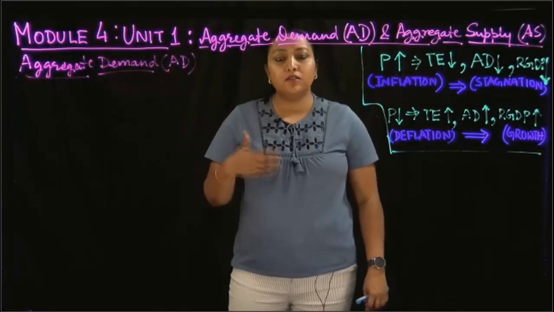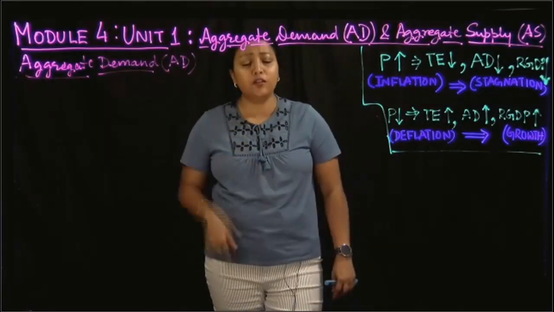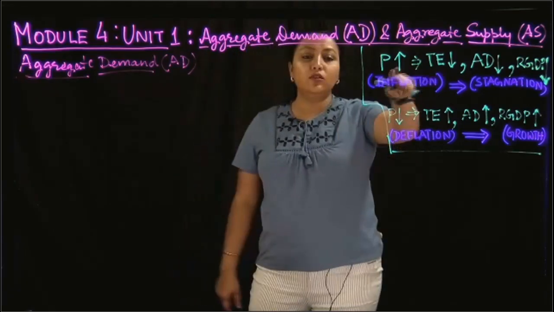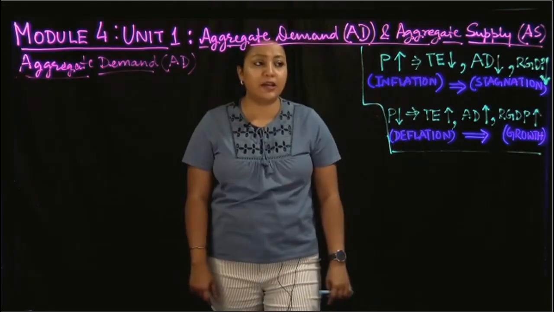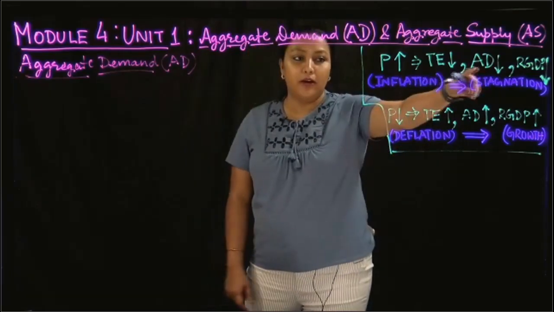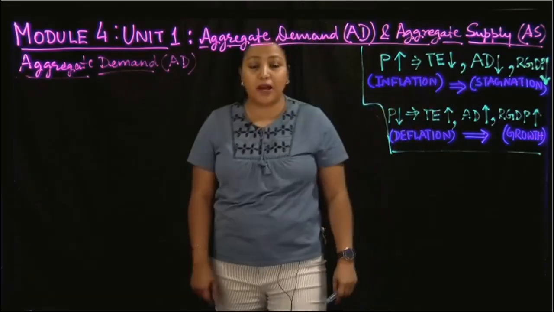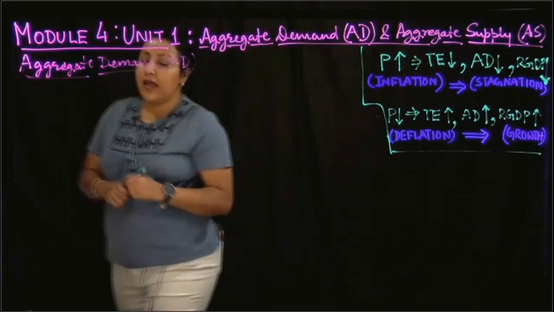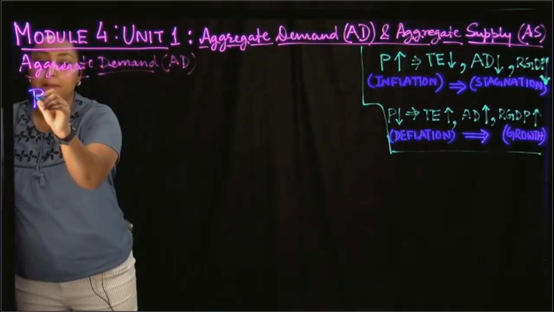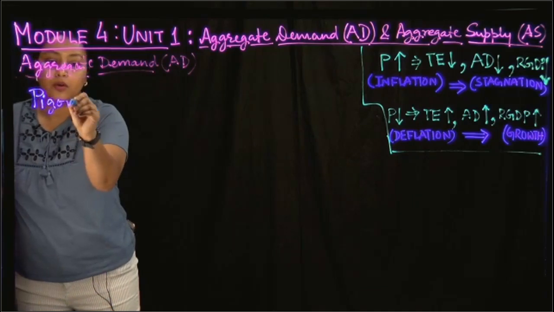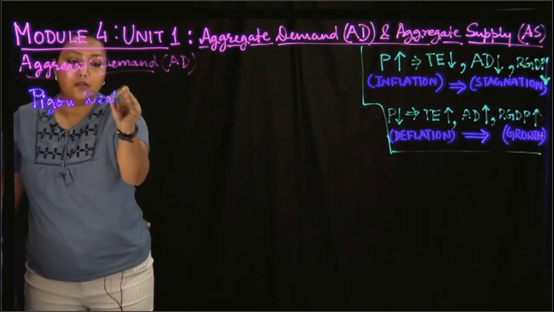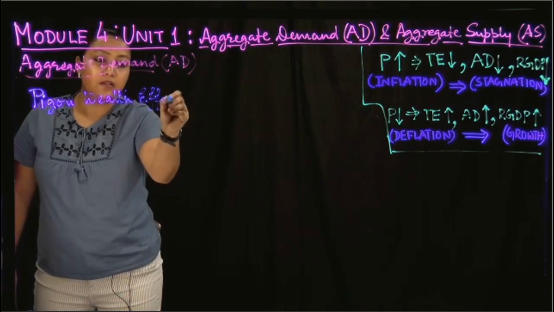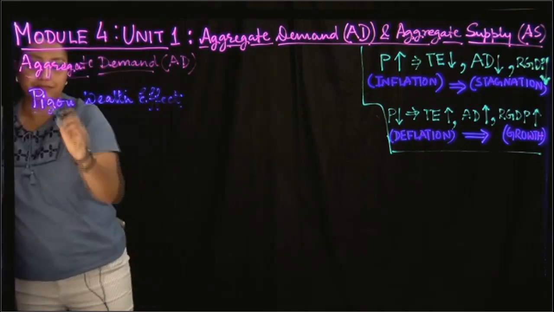Okay, so now let us talk about what is the reason. Can we really find a theory that leads to this inverse relationship between the price index and the aggregate demand, or this inverse relationship between the price index and the total expenditure? Well, there is an answer to it, and the answer is given by Pigou wealth effect. So Pigou is the name of the economist, and the theory is called wealth effect.